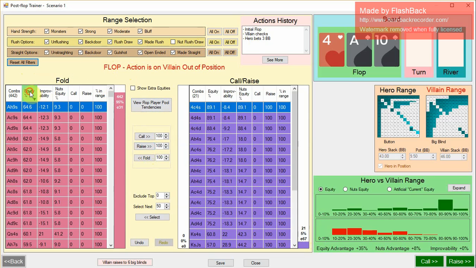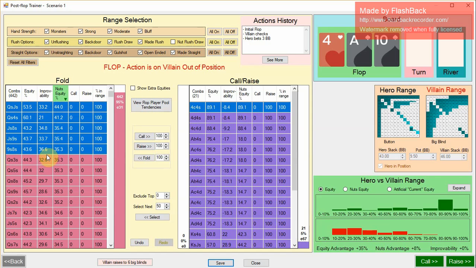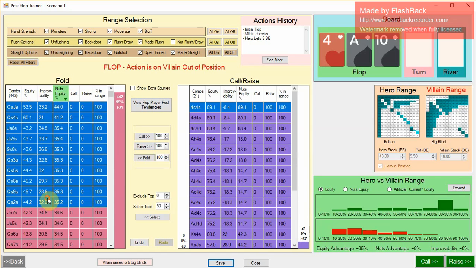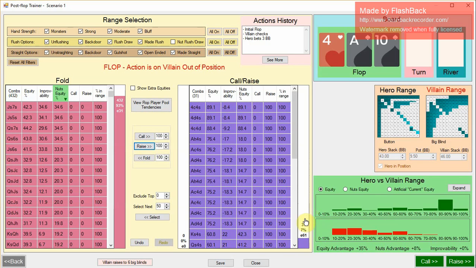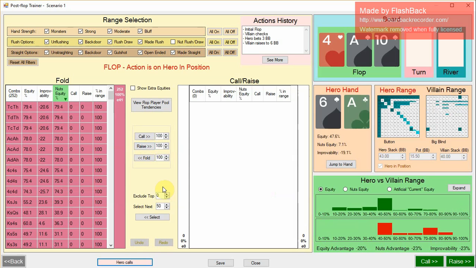So let's turn off all the filters and have a look at which hands have got the strongest nuts equity here. And it's Queen Jack of Spades, Queen 4 of Spades. They've got very strong nuts equity, as have these hands here. So let's just grab all of these hands with the strongest nuts equity, which they've got for various reasons. Some of them are, well, they're all flush draws, but some of them also have different ways of runner straight possibilities. So let's raise all of those, and there we go, we get to 7%. That feels like a kind of raising range that a villain might well have here. So we select villain raises to 6 big blinds.